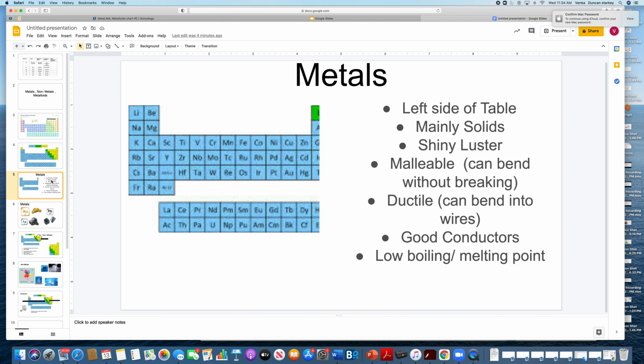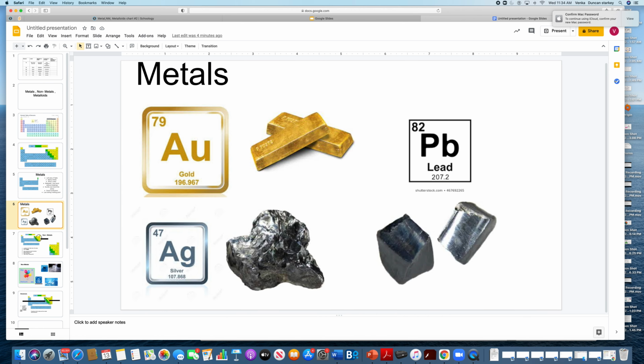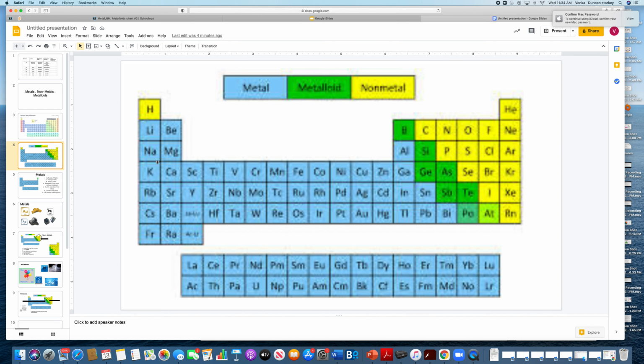That means it doesn't take much temperature for them to heat up because they are good conductors. You should be familiar with this word conductor from 5th grade. So these are good conductors of electricity, metals. Some examples of elements that are metals are gold, element Au, silver, Ag, or lead, Pb. And as you can see on the periodic table, the elements are located on the left side of the periodic table, with the exception of hydrogen here, but they're located primarily on the left side of the periodic table of elements.